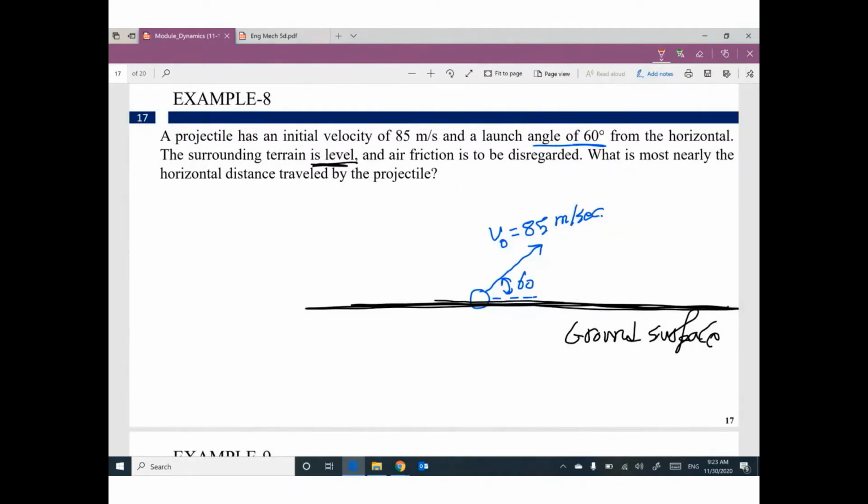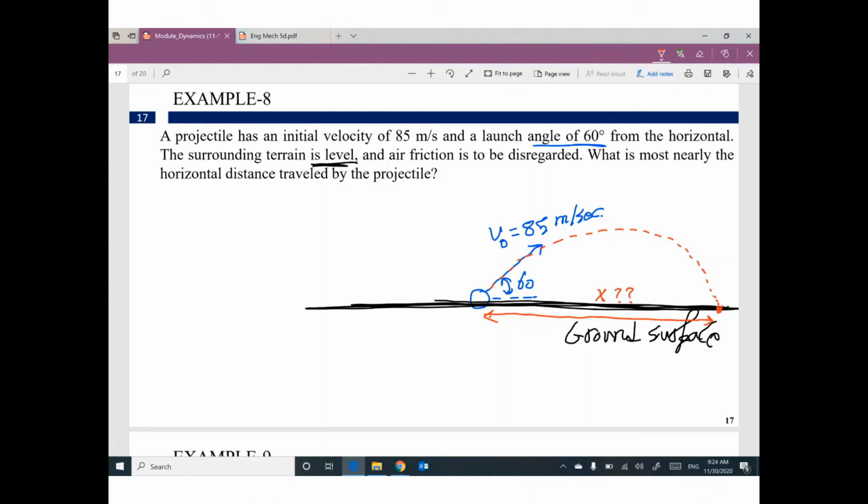Anyway, and air friction is to be disregarded. What is most nearly the horizontal distance traveled by the projectile? This projectile will travel in a parabolic path until hitting the ground surface. Can you tell me what is the most nearly the horizontal distance? What is the horizontal distance? X. With this initial velocity and initial angle.